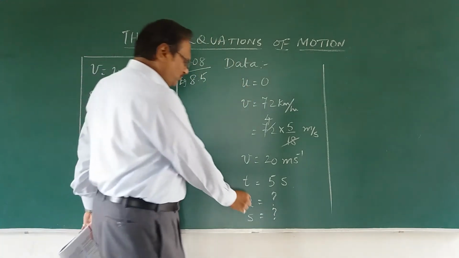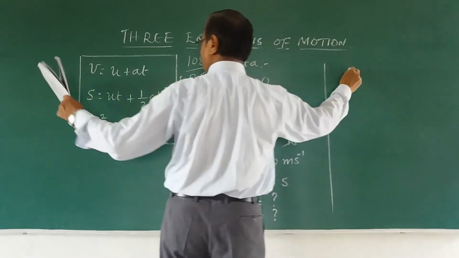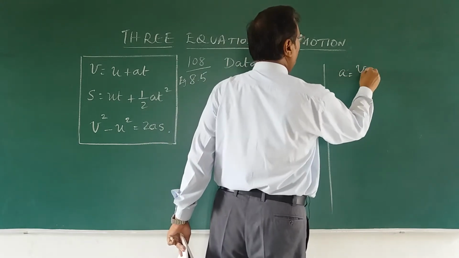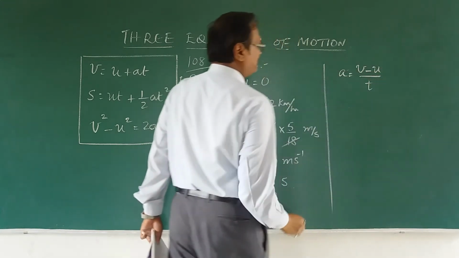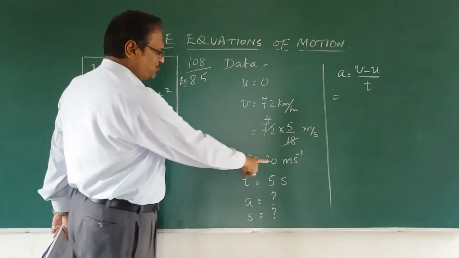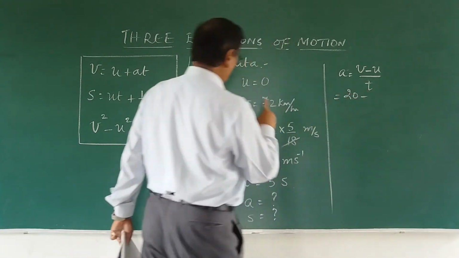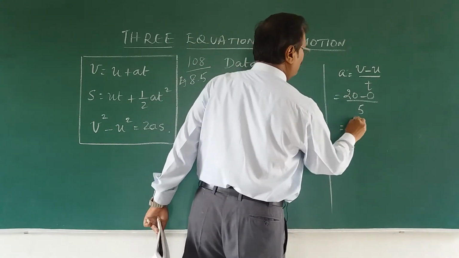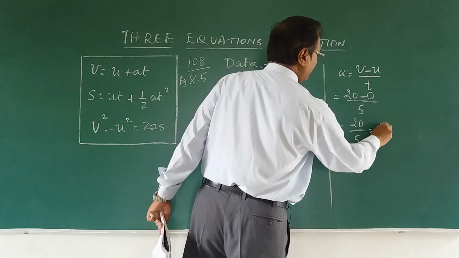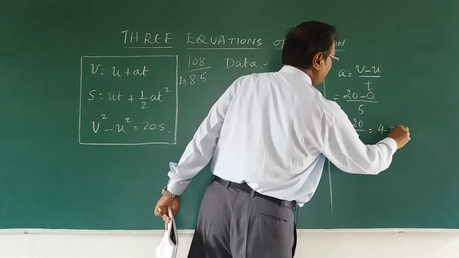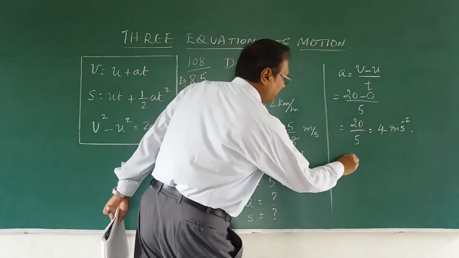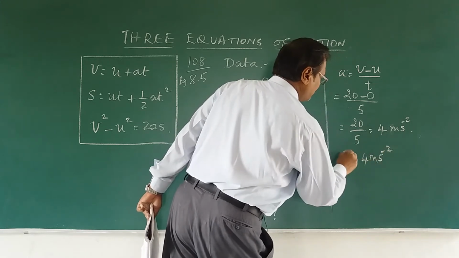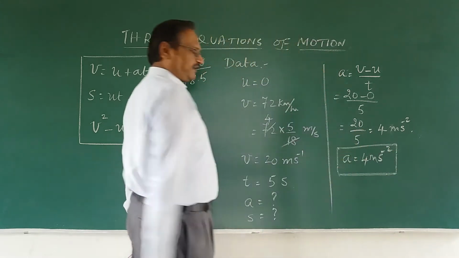Very simple. First we have to calculate a. We will take the first equation of motion, or the definition of acceleration. Acceleration is equal to v minus u divided by t. v is 20, u is 0, time is 5. That is 20 upon 5, that is 4 meter per second square. So acceleration is equal to 4 meter per second square. This is one answer, we got it.